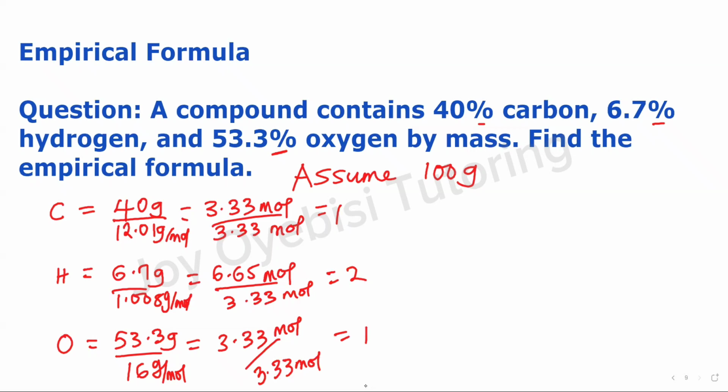So this simply means that the compound has 1 carbon. So 1 carbon, we usually don't show the 1, okay? Because while looking at the carbon, you can see it's 1. Then 2 hydrogens and 1 oxygen. And that's it. So this is your empirical formula.